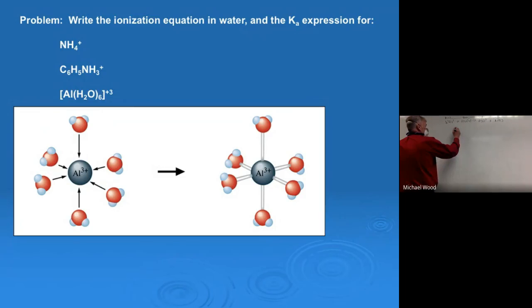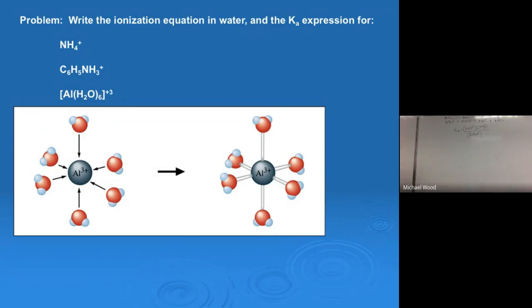Now, if I write out the Ka, I have H3O positive times NH3. So the 2 products on top, and then NH4 on the bottom. And I don't include water because water is a liquid. Remember, solids and liquids are not included in the equation.